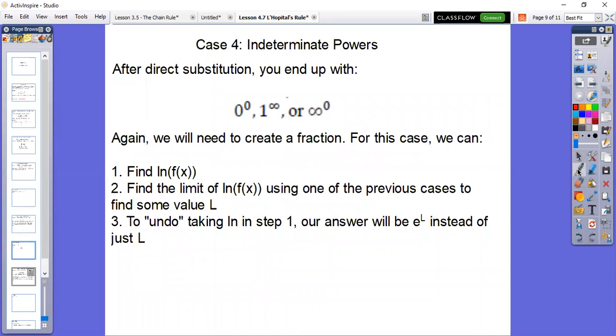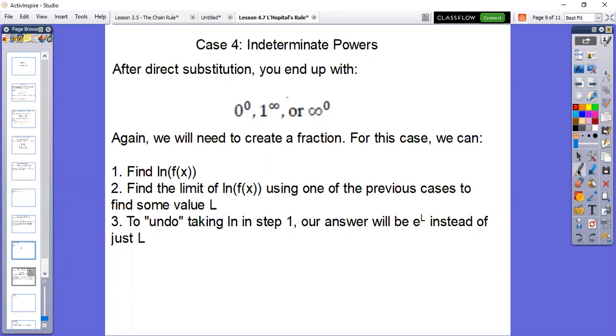So let's look at the fourth case, indeterminate powers. What happens here is after direct substitution, I end up with one of these three cases: either 0 to the 0, 1 to the 0, or infinity to the 0. In any of these cases, we're going to need to create a fraction.